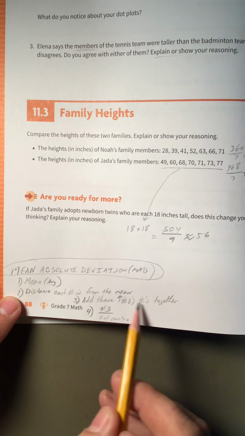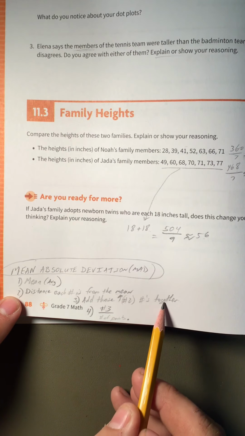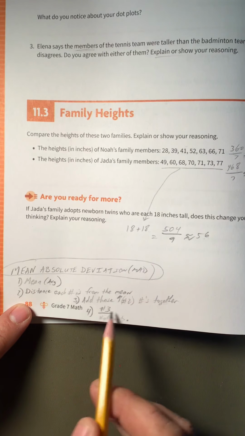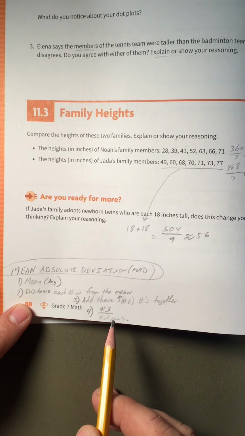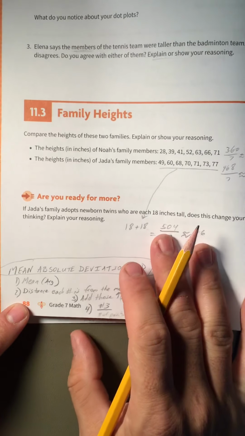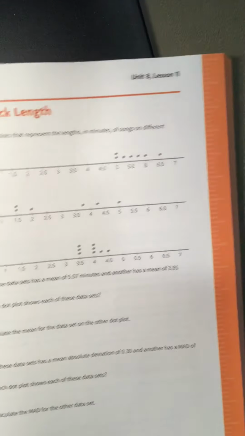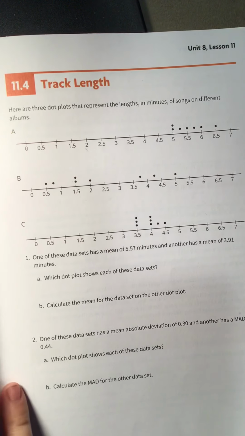Then we add up all those numbers together. And then we take whatever we get when we add them up, the sum, and you divide it by how many points you have. That will make more sense as we do one, but that is how you figure out the math. Okay, 11.4 on page 89.